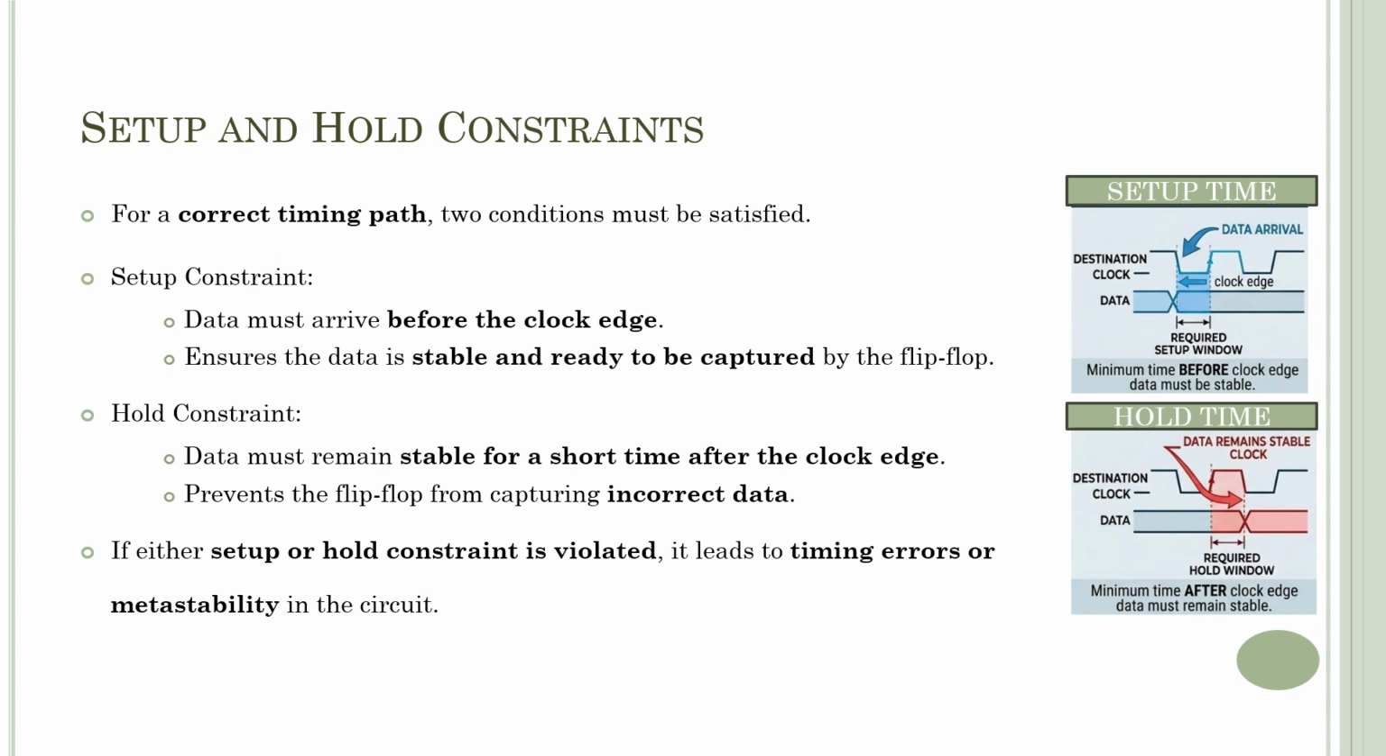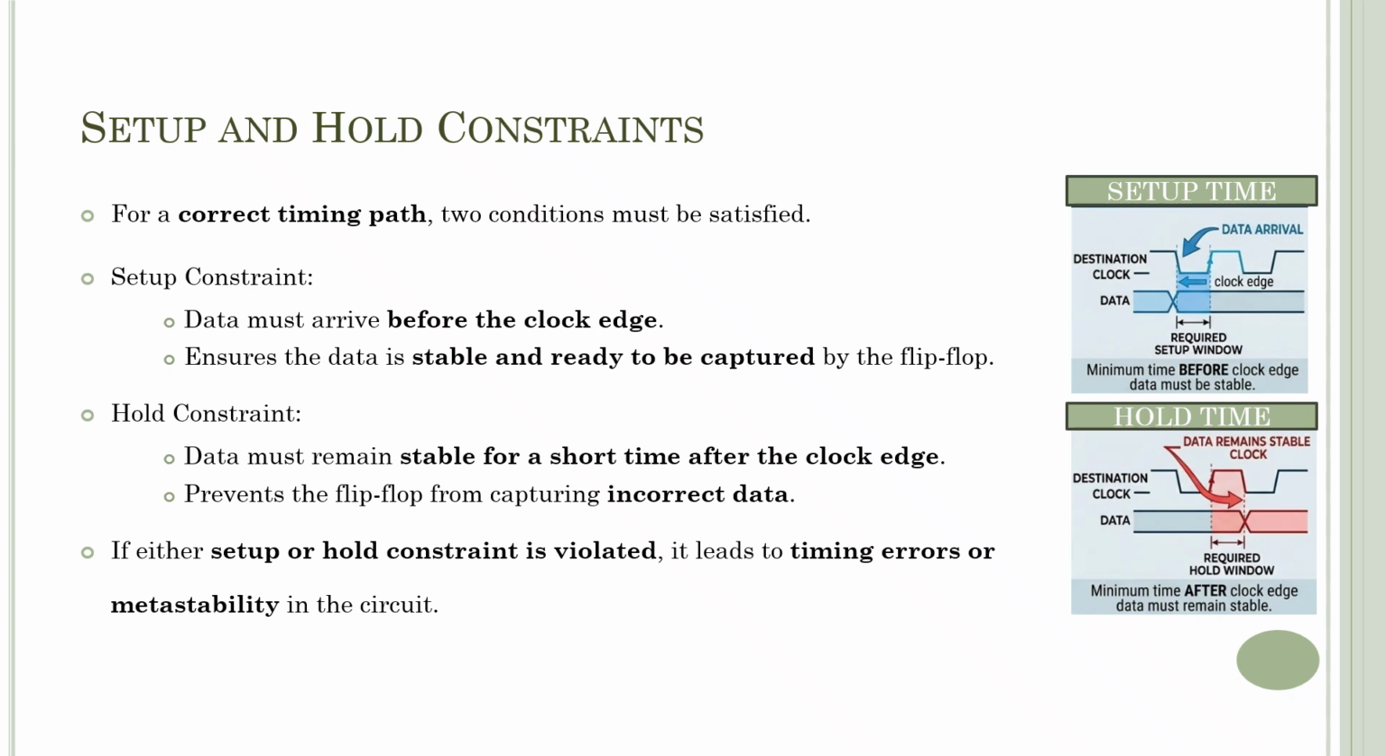Now, let's look at the hold constraint. The hold constraint specifies that data must remain stable for a short time after the clock edge. Even after the clock edge has occurred, the flip-flop still needs a small amount of time to properly latch the data. If the data changes immediately after the clock edge, the flip-flop may capture an incorrect value.